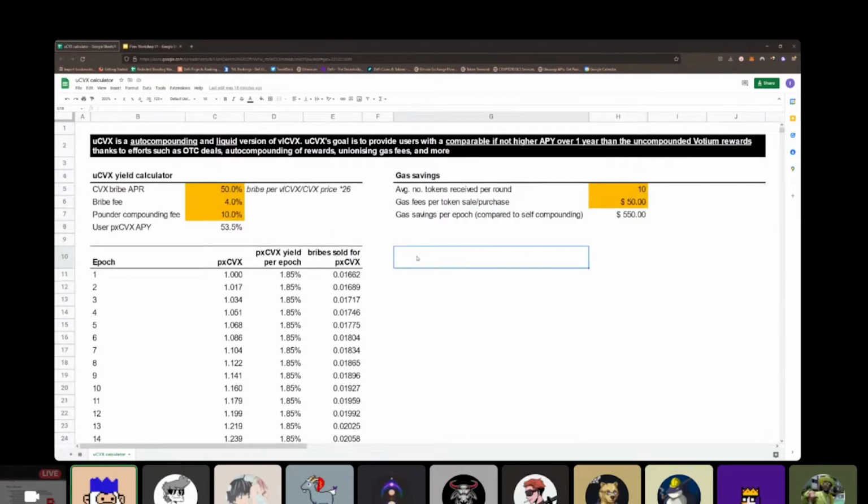Cool. So what this basically does is it takes your CVX bribe APR, which is, if you went to Votium and delegated to Votium, you got your 15 cents per vote or whatever it is, which was the last round.